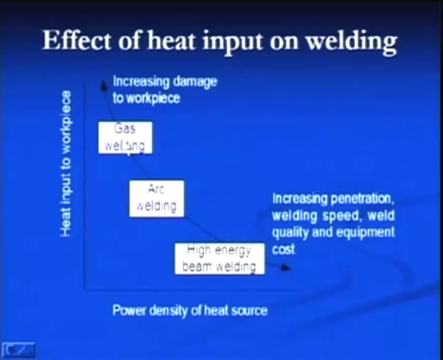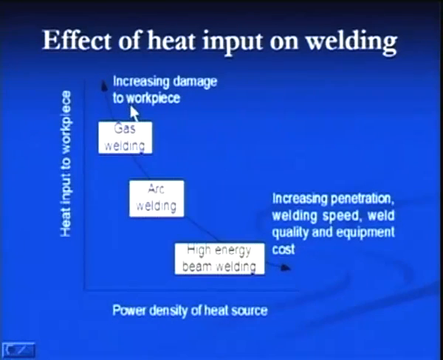A low power density welding process like gas welding needs higher heat input for producing the joint. With a somewhat higher power density heat source like arc welding, the heat input required reduces, and for a further higher power density heat source like high energy beam welding, for example laser beam or electron beam welding, the heat input required further reduces. So the higher the power density of the heat source, the lower the heat input required for producing the joint. The lower the power density, the higher the heat input.